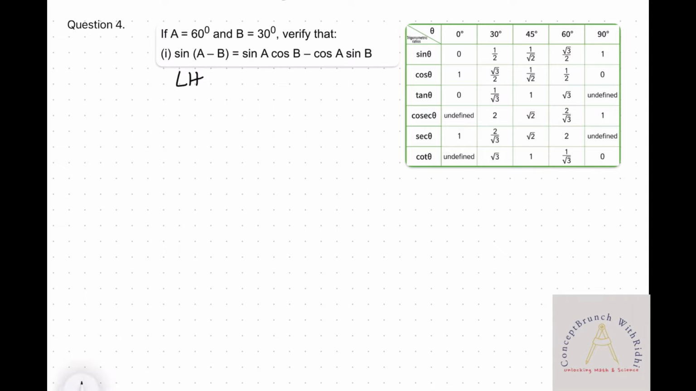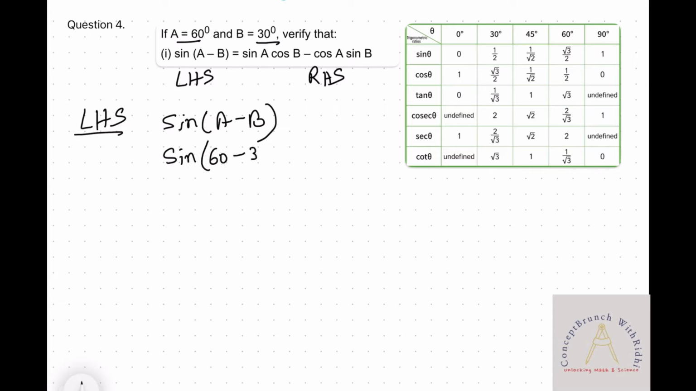Okay. In the LHS, which means left hand side, sine A minus B. Just put the value of A and B from here. So it will be sine 60 minus 30. It's going to be sine 30 only, correct? And sine 30 degree is half.